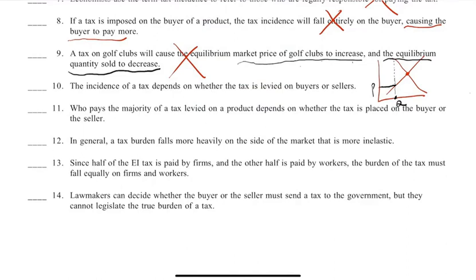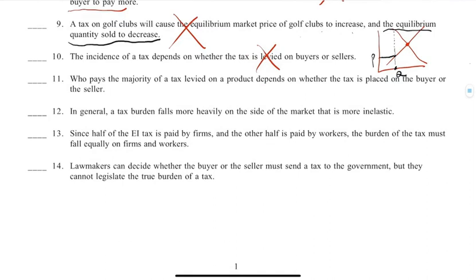The incidence of a tax depends on whether the tax is levied on buyers or sellers. Again, we talked about this. No matter how the tax is levied, in the end, according to the elasticity, the tax will be shared. Oh, this should be incorrect. Who pays the majority of the tax levied on a product depends on whether the tax is placed on the buyer or the seller. This is not correct, right?